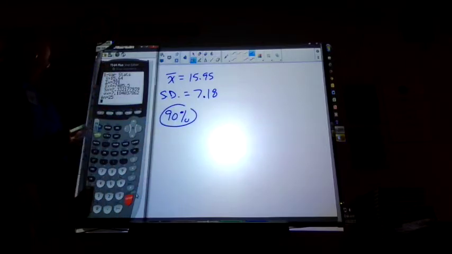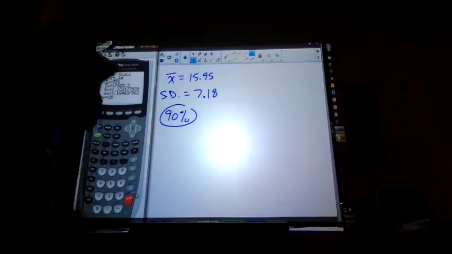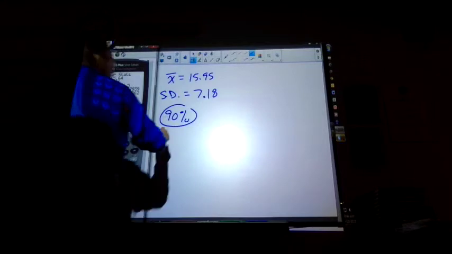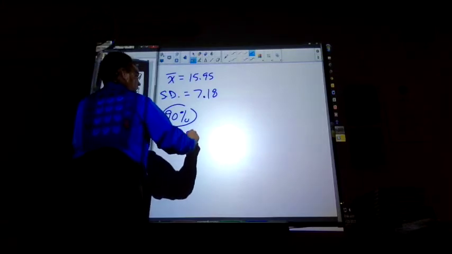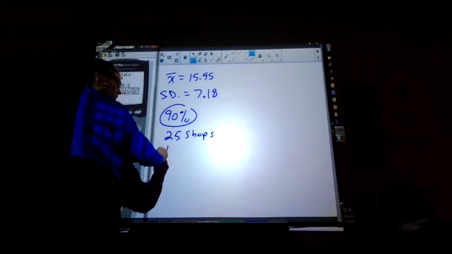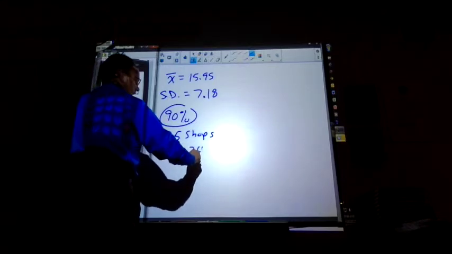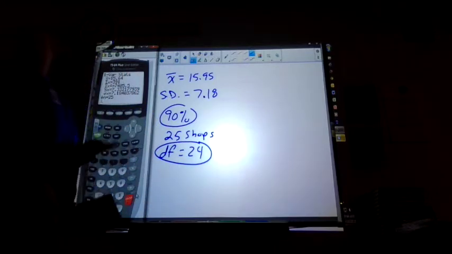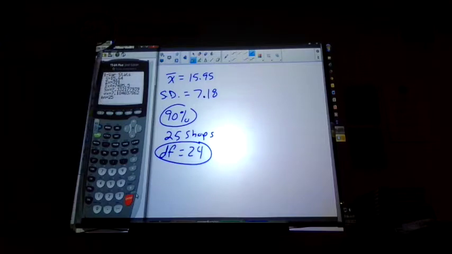How much? Didn't hear you, I'm sorry. 25. So we're looking at 25 shops. What's my degrees of freedom? 24. Okay? The nice thing is degrees of freedom is always one less than what your sample was. It's not going to change because you have more or less samples.